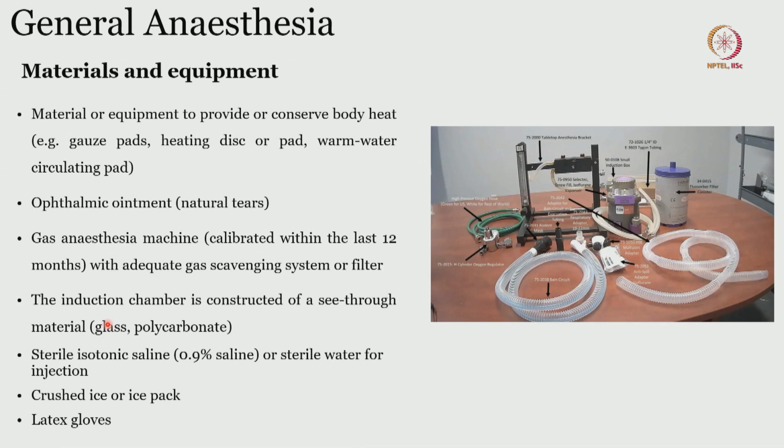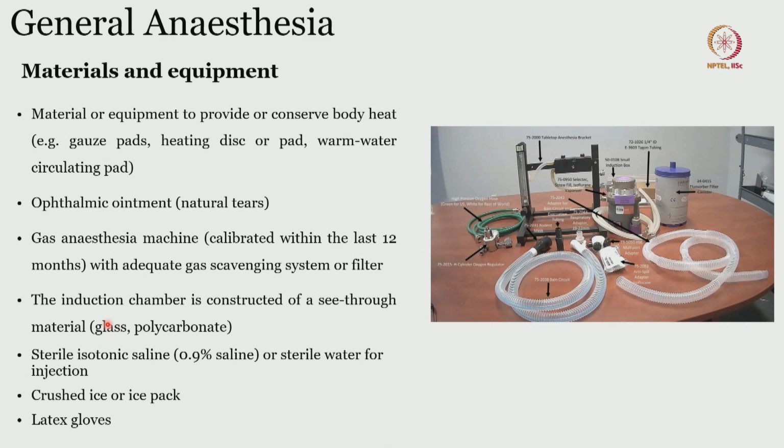Obviously the first one is all the general materials, where you have the warm water circulating pad, or if you have an electronic warmer, that is fine, or a heating disc or pad, or even gauze pads. Those are the equipments required to conserve the body heat. We will come to the body temperature aspect when we discuss vital monitoring and what role it plays. I did introduce the concept of hypothermia and the possible issues arising from it.